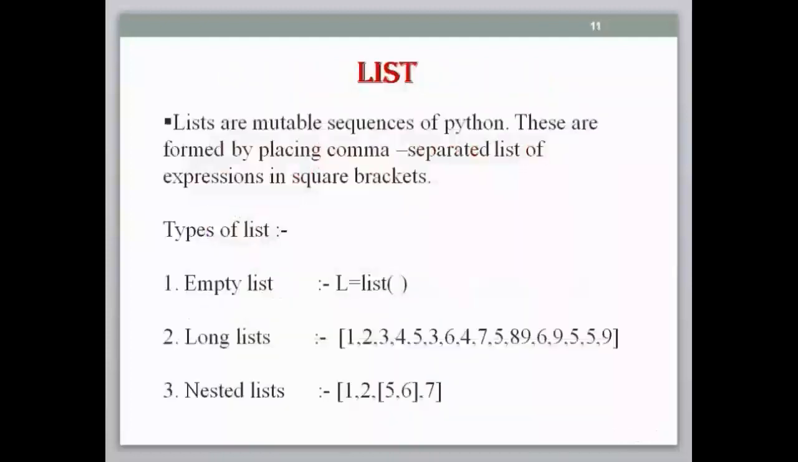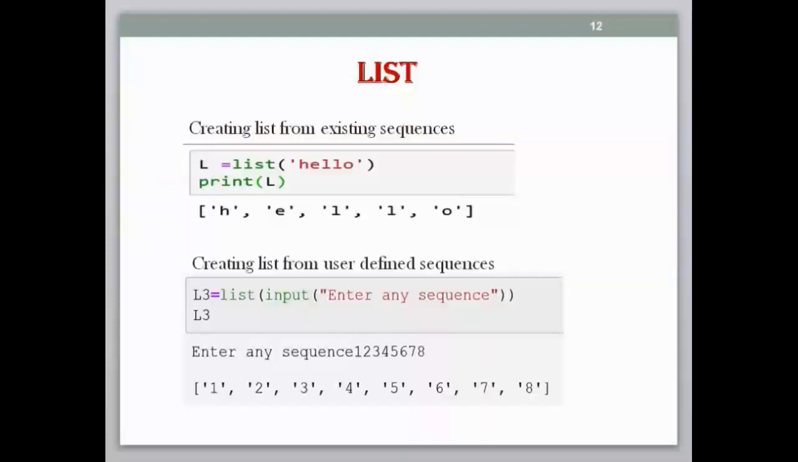So let's start with list. Lists are mutable sequences of Python. These are formed by placing a comma-separated list of expressions in square brackets. You have types of lists like empty list. An empty list can be created using the list function. Long list means there are so many elements. Nested list means one list within another list.